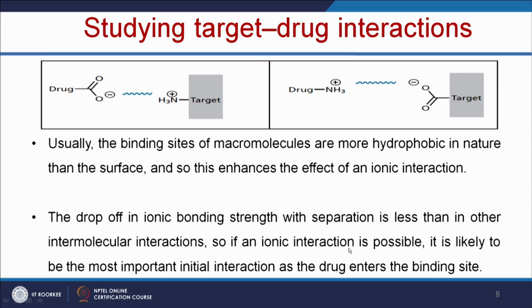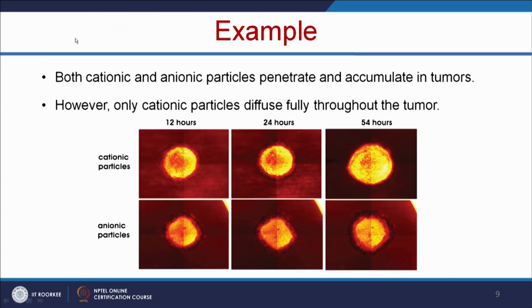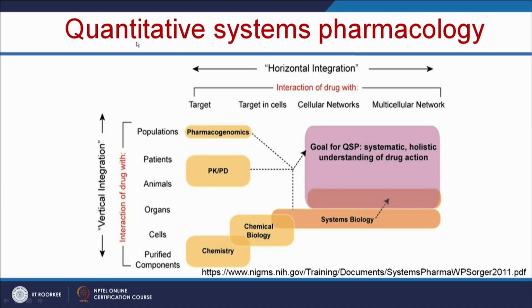So, if an ionic interaction is possible, it is likely to be the most important initial interaction as the drug enters the binding site. For example, you can see here that cationic and anionic nanoparticles can penetrate and accumulate in tumors, but the cationic particles diffuse fully throughout the tumor. You can see here, this is the anionic particles and this is the cationic particles. The cationic particles are fully diffused throughout the tumor, whereas the anionic particles are not diffused properly when compared to the cationic particles. The next important thing is quantitative systems pharmacology, that is QSP.